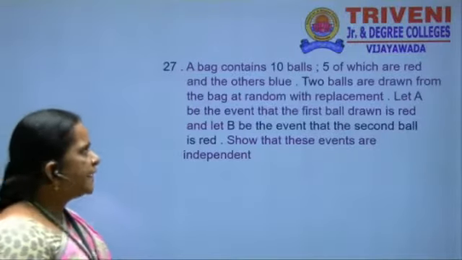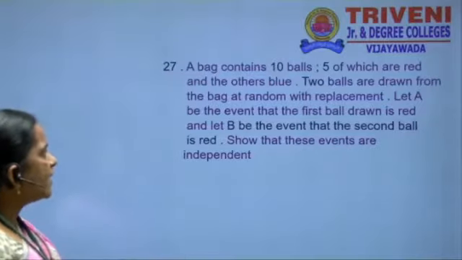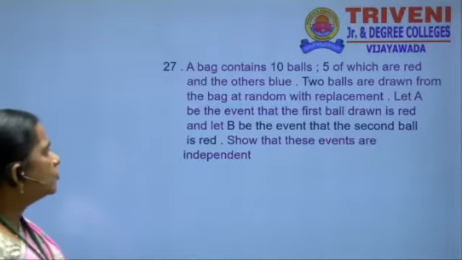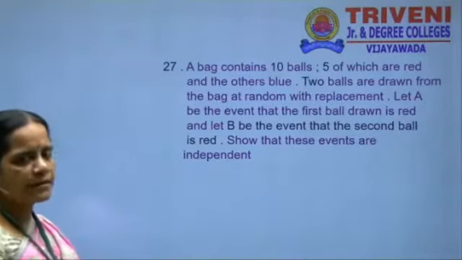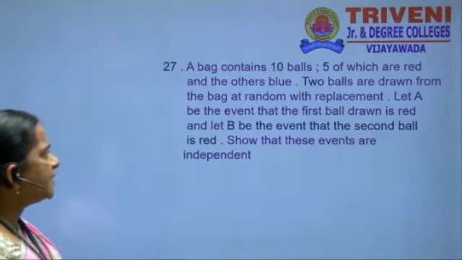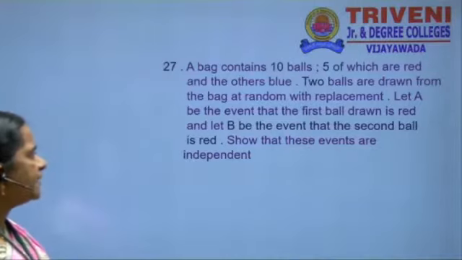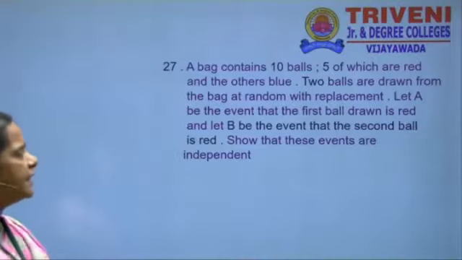A bag contains 10 balls. Total 10 balls are there. 5 balls are red and the other balls are blue. 2 balls are drawn at random with replacement. Let A be the event of drawing the first ball red and B the event of the second ball also red. Show that these events are independent events.